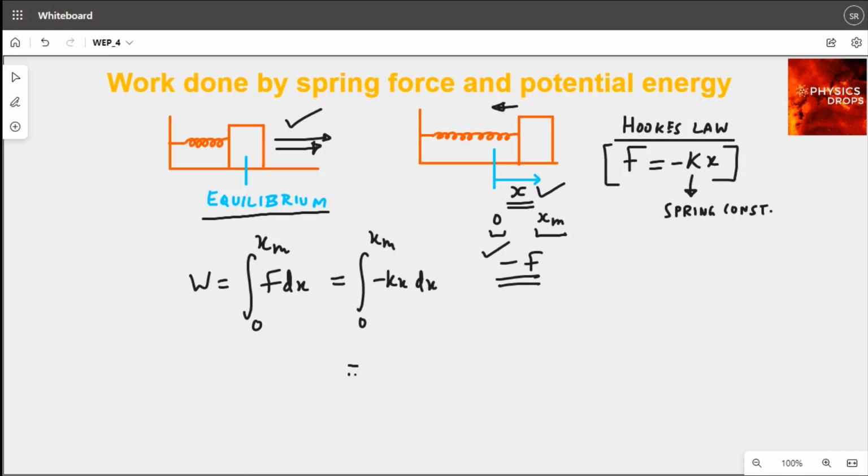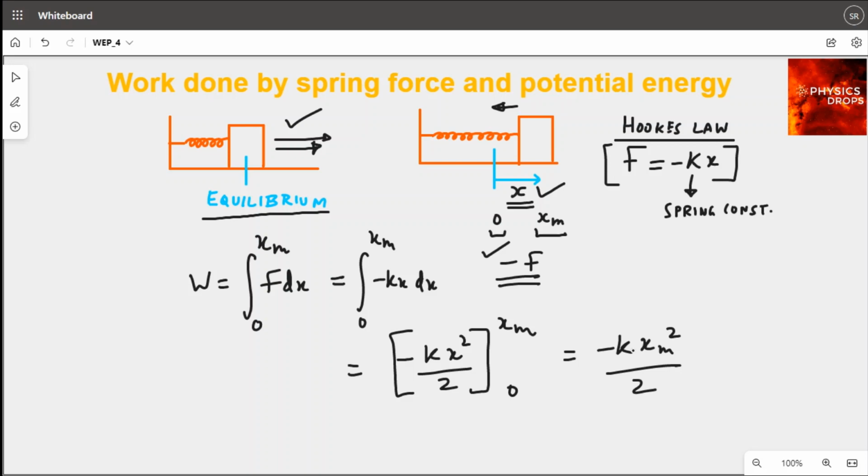Now if we integrate this, we get minus k x square by 2, because when you integrate x, it becomes x square by 2, and minus k is the constant. We apply the limits 0 to xm. This becomes minus k xm square by 2. Now this is the work done by the spring. In the direction shown, the force is exerted towards the wall, and this is the work done by the spring.